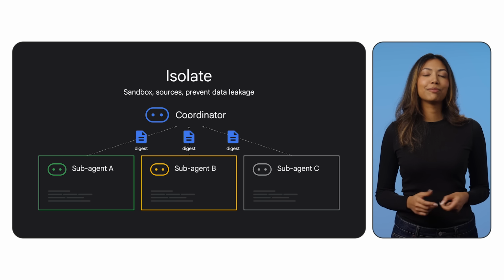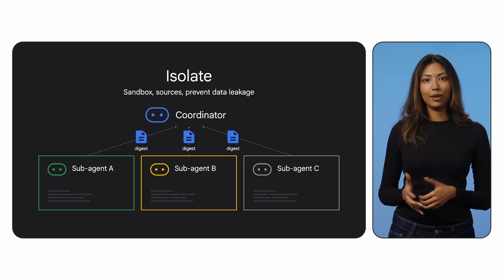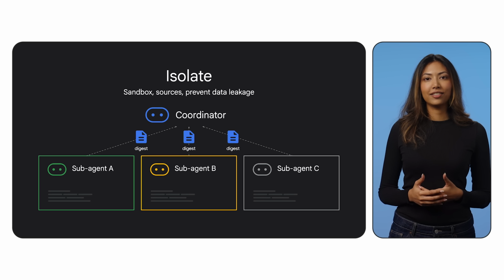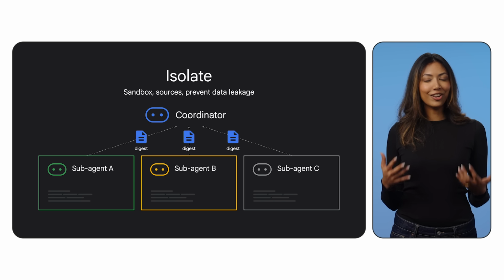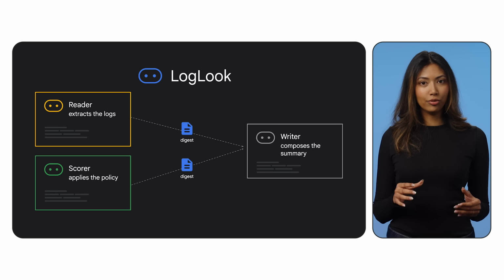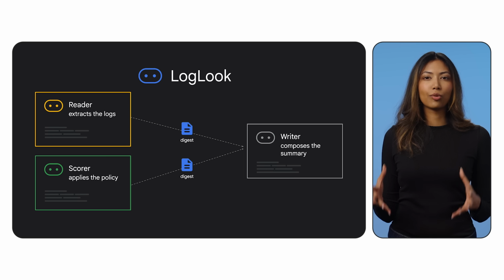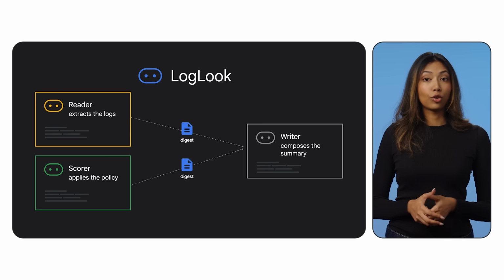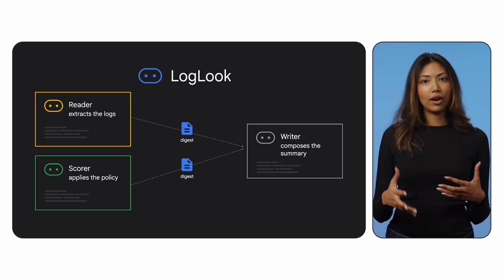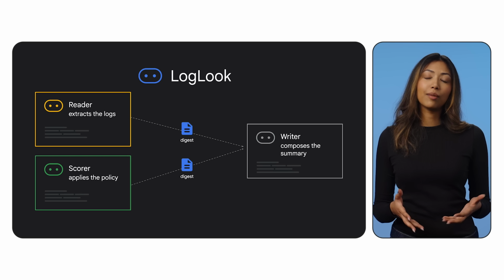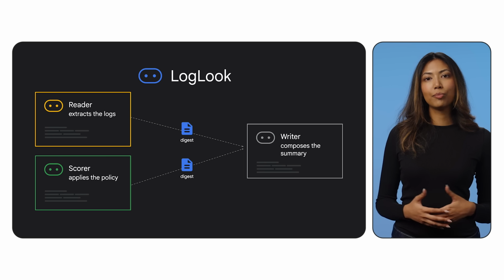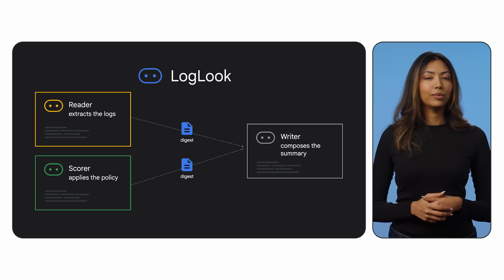The fourth and final step is isolate, which means sandbox sources to avoid crosstalk. We can do this by splitting big jobs into subagents or phases. Each explores its own context and then returns a short digest to a coordinator. This reduces leakage between tools and prevents one noisy source from poisoning the rest. So for our agent LogLook, a reader subagent just extracts the facts, and then a scorer subagent applies the policy, while a writer subagent composes the final summary from their digests.